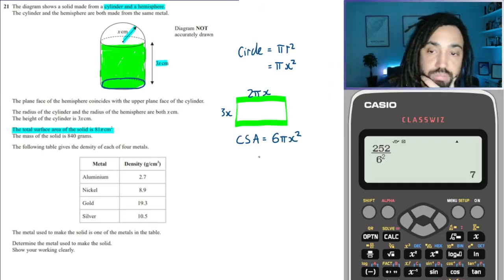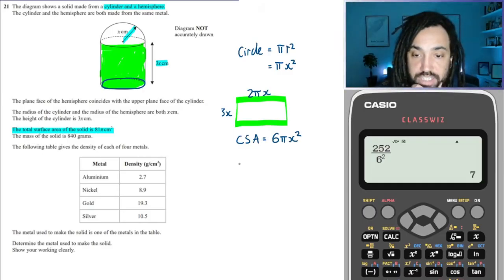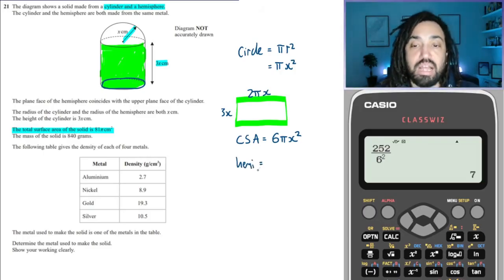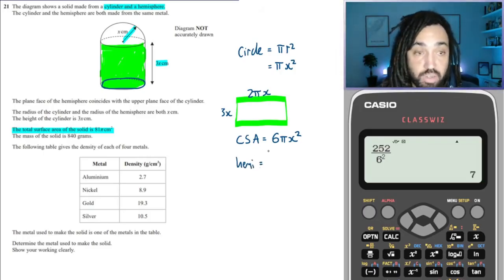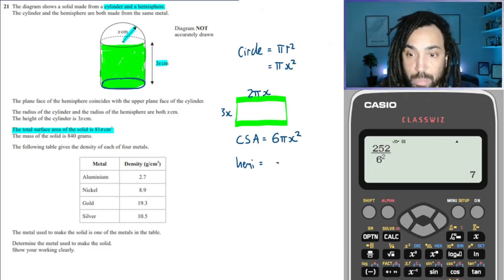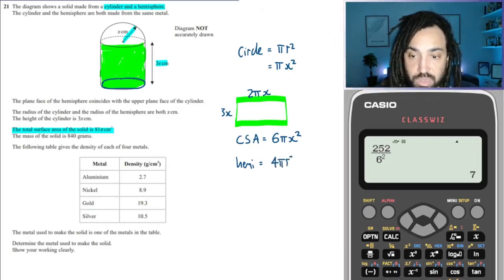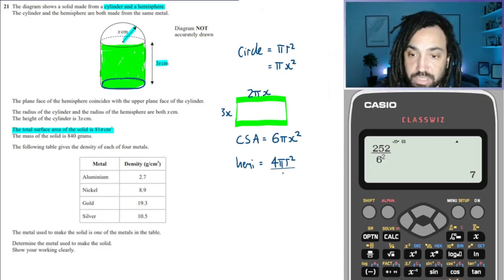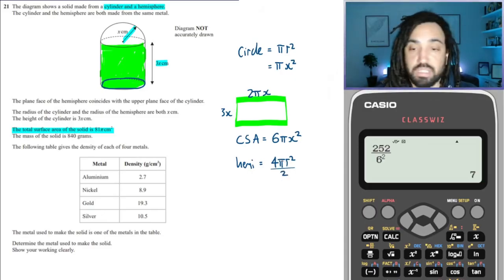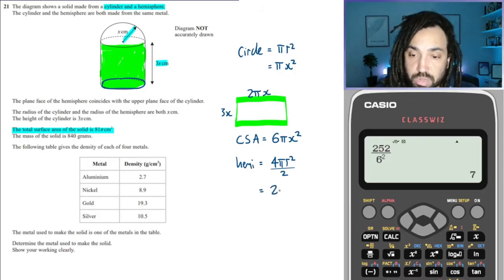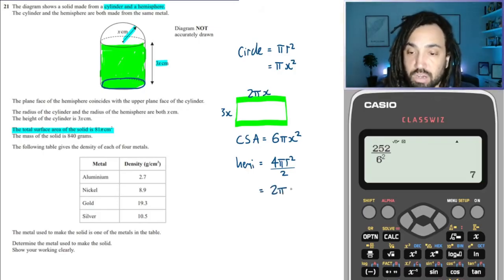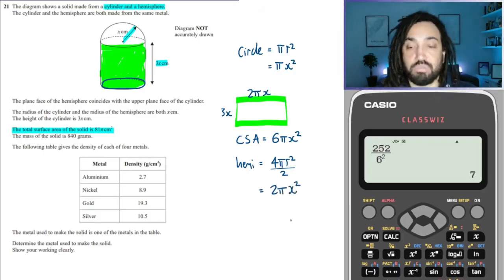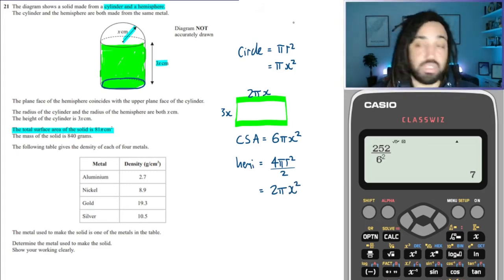Okay, and then we need to find the surface area of the hemisphere, and the surface area of a full sphere is 4 pi r squared, but we're going to have to halve that because it's a hemisphere. So this is going to give us 2 pi r squared, and remember r again is x, so 2 pi x squared.